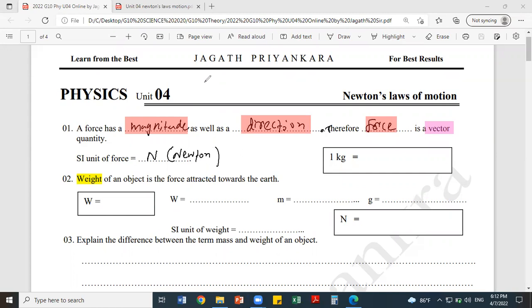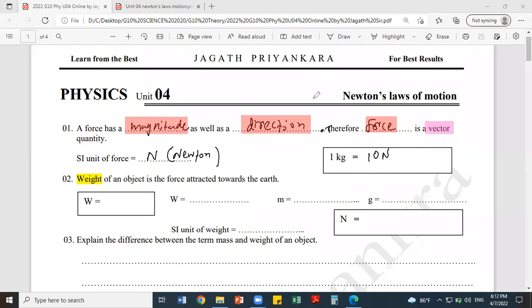And there's a relationship between Newton and kilogram. 1 kilogram is equal to 10 Newton. That you have to remember. In other words, 1000 grams equal 10 Newton. 1 kilogram is 1000 grams, so 1000 grams is equal to 10 Newton. That means 100 grams equal 1 Newton.